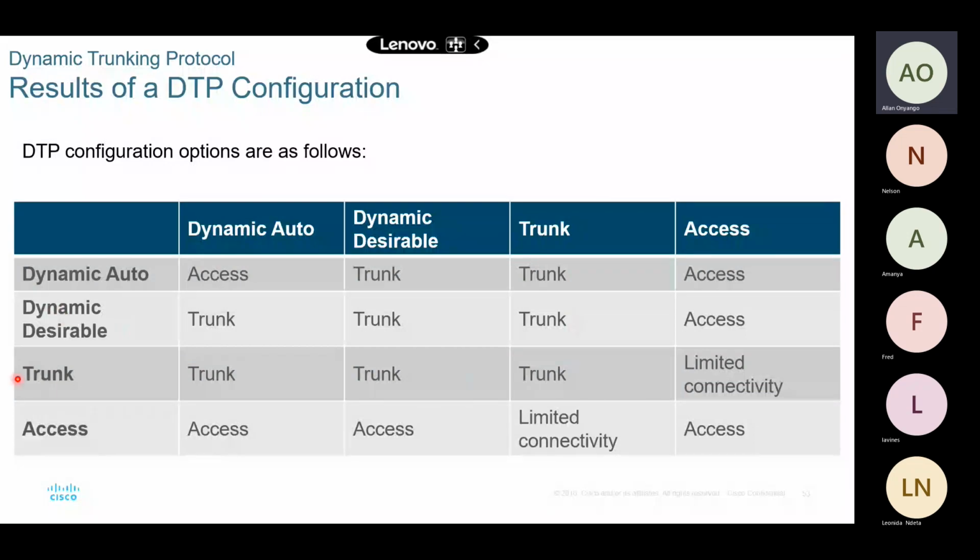One side is a trunk and the other side is access. It forms something that is undefined. We call it very limited connectivity. Actually, it will prevent the port from communicating because the port is confused. One side is access, the other side is all the others: they're going to form an access port, except the trunk link that will form some limited connectivity.